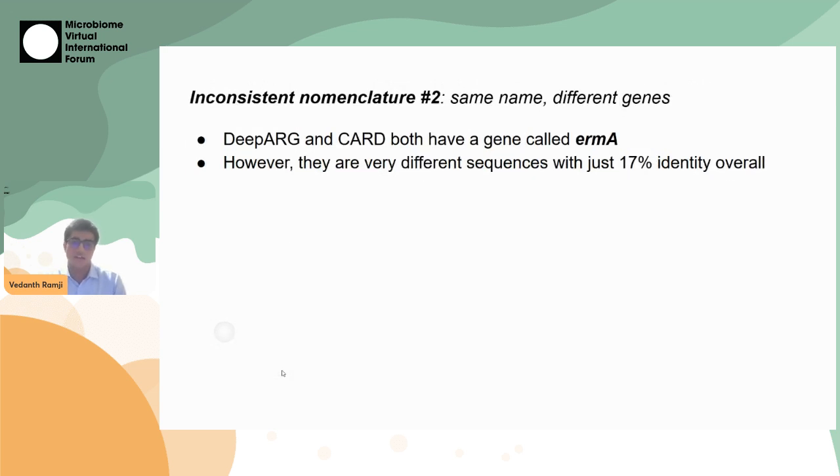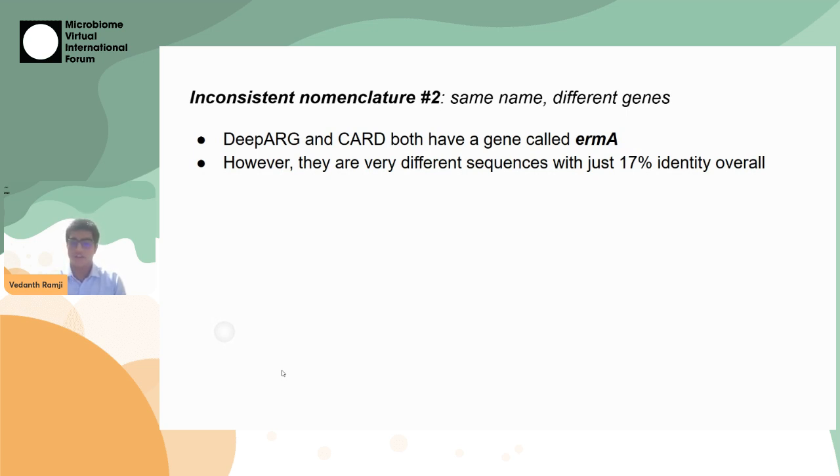The second type of inconsistent gene nomenclature is when ARG databases assign the same name for different genes. For example, the DeepARG and CARD databases both have a gene called ERMA that confers resistance to erythromycin. However, their sequences are very different, with just 17% identity overall.